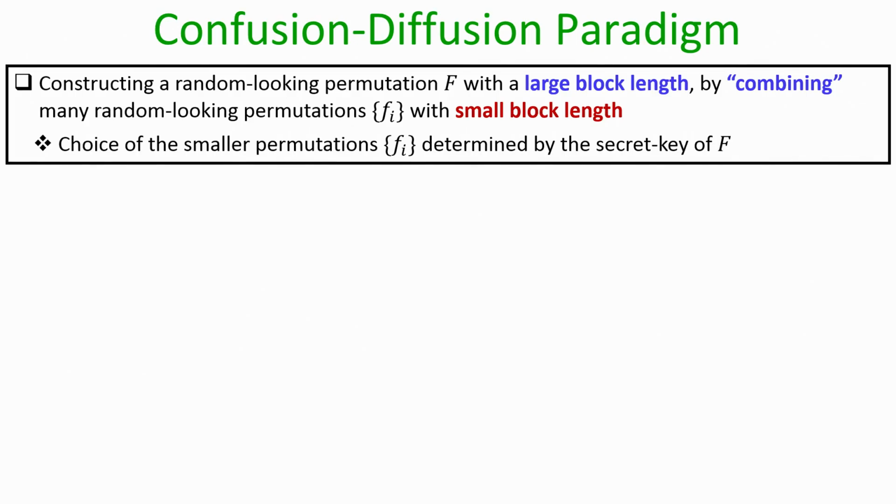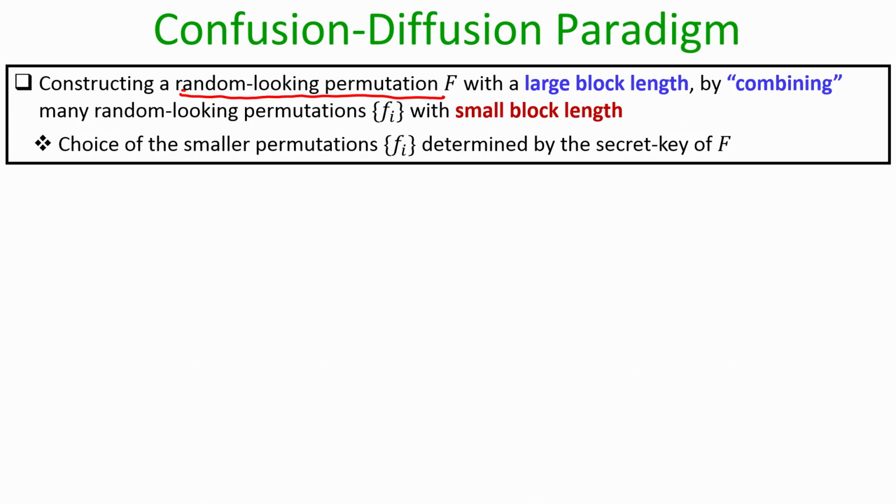This paradigm was introduced by Claude Shannon, and the underlying idea here is that we are interested in designing a random looking keyed permutation. That is our goal. We want to construct a random looking keyed permutation big F with a larger block length by combining several random looking permutations, which are also keyed permutations, but with a small block length.